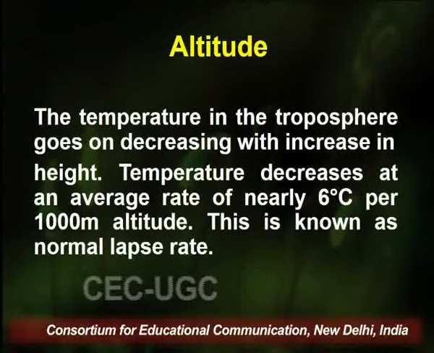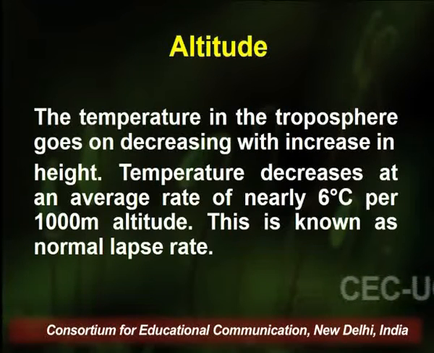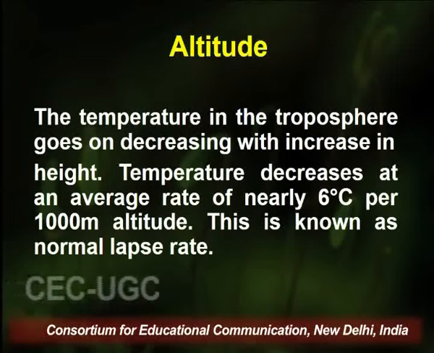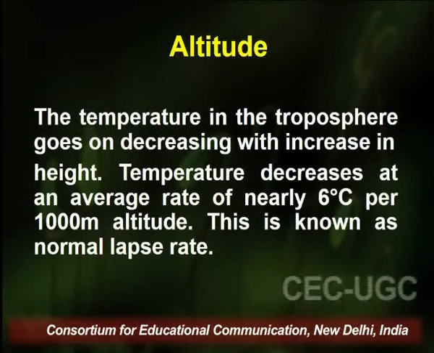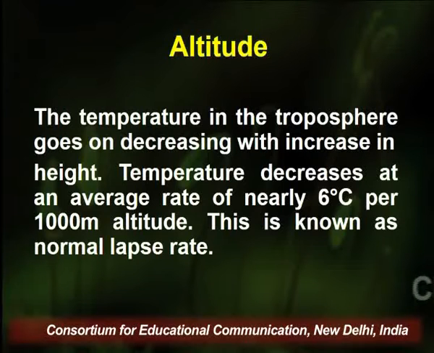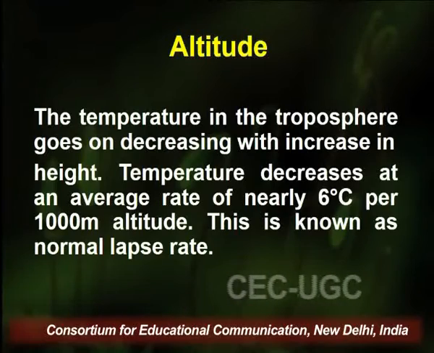Now, let's move on to altitude. The temperature in the troposphere goes on decreasing with the increase in height. Temperature decreases at an average rate of nearly 6 degrees Celsius per 1000 meters of altitude. This is known as the normal lapse rate.